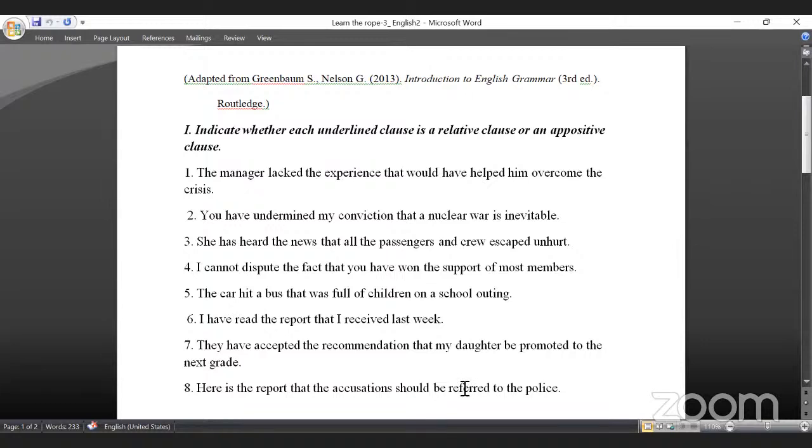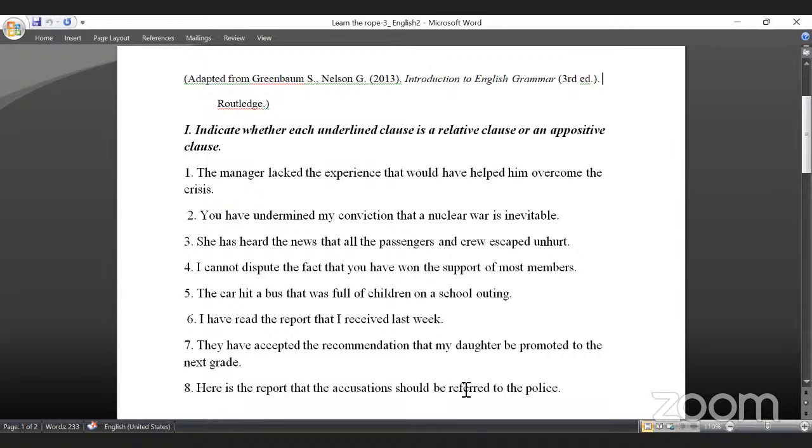Okay. That is, if you do away with that, the manager lacked the experience. If you take out the that from that particular sentence, can the sentence make sense on its own? No. The manager lacked the experience, would have helped him overcome the crisis, right? So this does not make any sense to you. So if this happens in a sentence, it basically means this is a relative clause. Okay, no prize for guessing that.